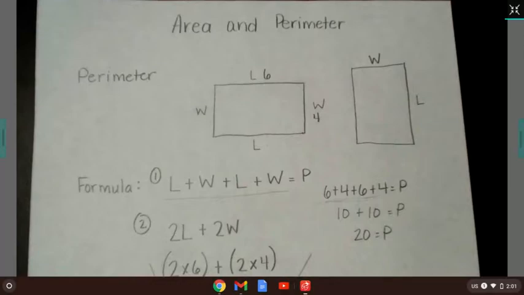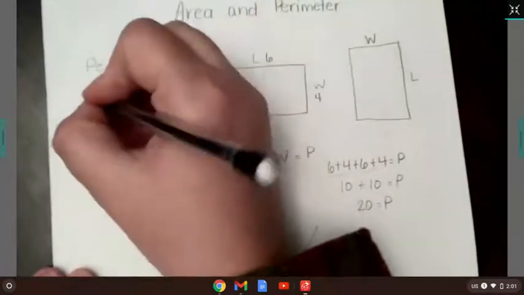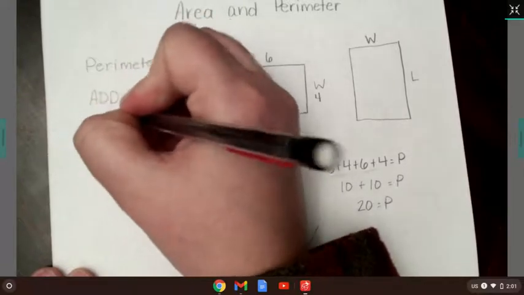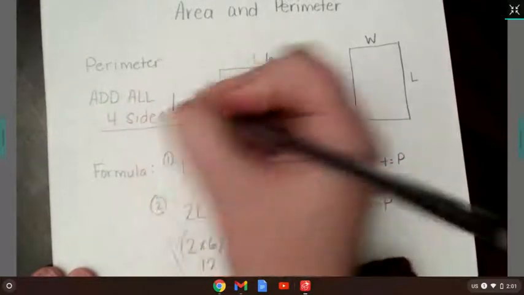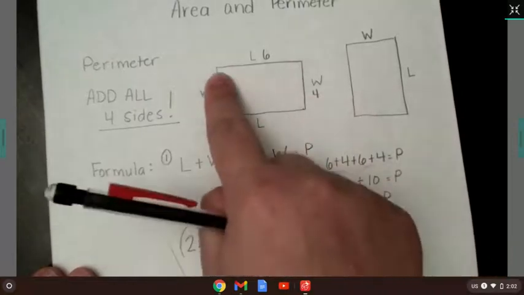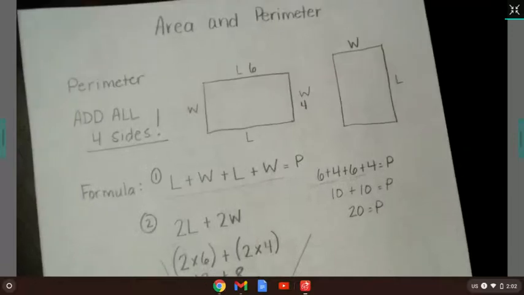So my hint for perimeter is we add all 4 sides. That's with perimeter. We add all 4 sides. Perimeter. It's like building, when you do perimeter, think of Bo. Say, okay, I don't want to let Bo out. I don't want to let Bo out of that fence.